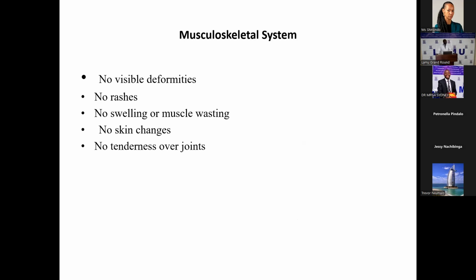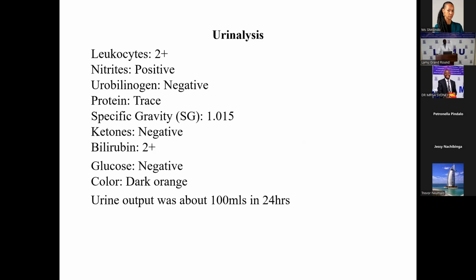In the bedside investigation, we did the urinalysis, and the findings were as follows. The leukocytes were 2 plus, nitrates were positive, urobilinogen was negative, the proteins were trace, specific gravity was 1.415, the ketones were negative, bilirubin was 2 plus, glucose was negative, and the color of the urine was dark orange. The urine output was assessed and found to be 100 mils in 24 hours.